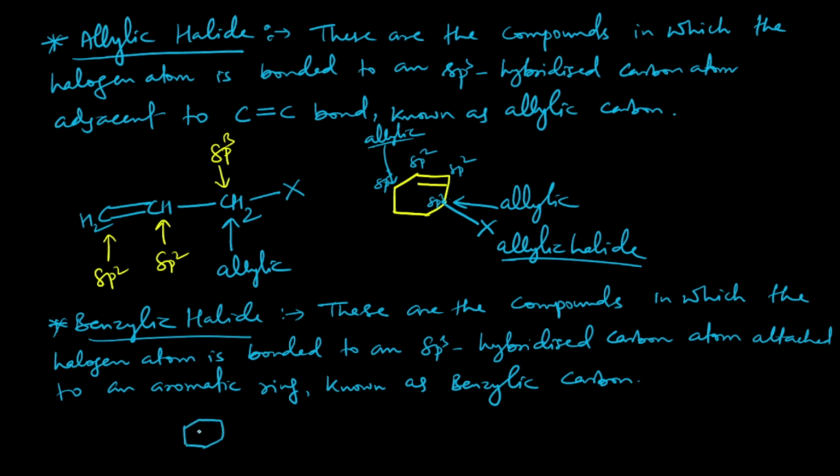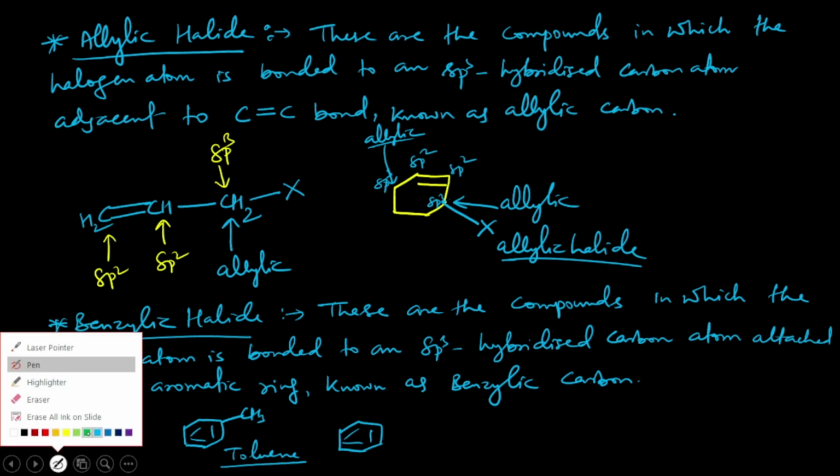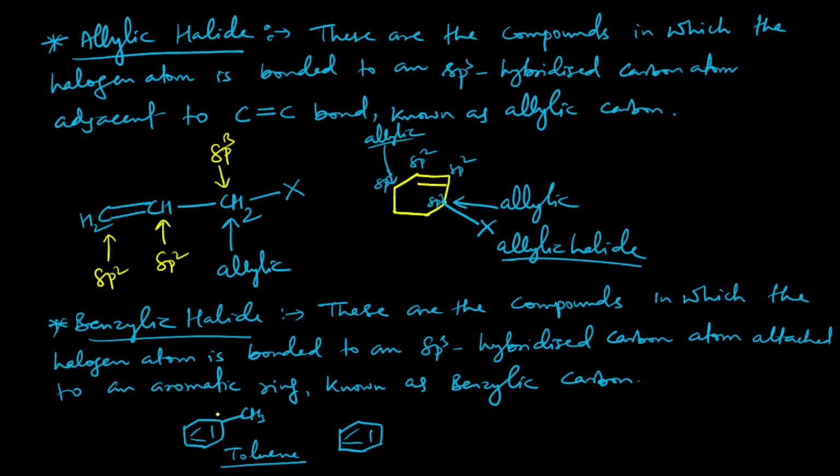So how will this look? See, this is aromatic. Here you put one methyl. This name we know already, right? This we call toluene. If here it is CH3, then this name is toluene. Now, I'll change the color. In this case, this carbon is sp2 and this carbon is sp3. So this position we call the benzylic position because it is directly attached to the aromatic ring.